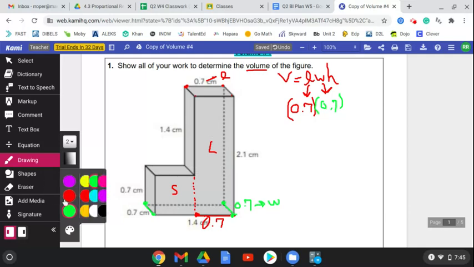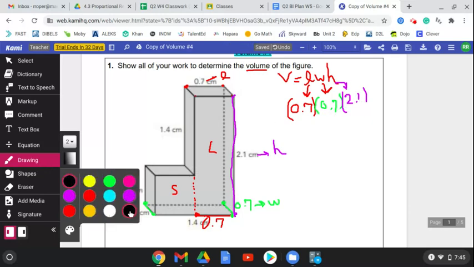Okay, next I need my height. How tall is this prism? Well, right here is going to be the height, from here to here, straight down. That is 2.1, so that's what I put in for H. Okay, if we multiply 0.7 times 0.7 times 2.1, I will get the volume of this larger prism.